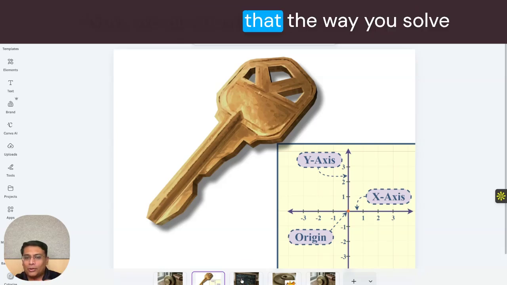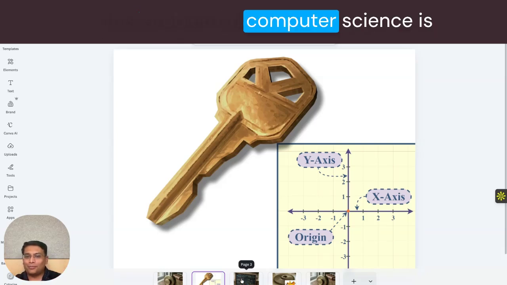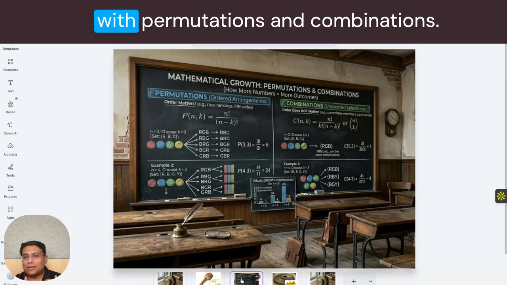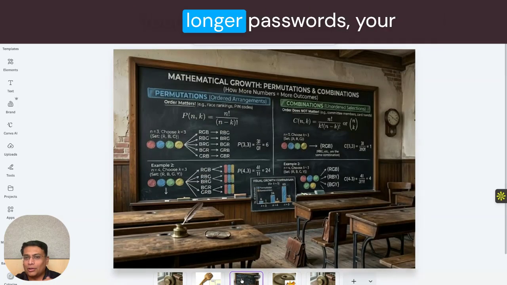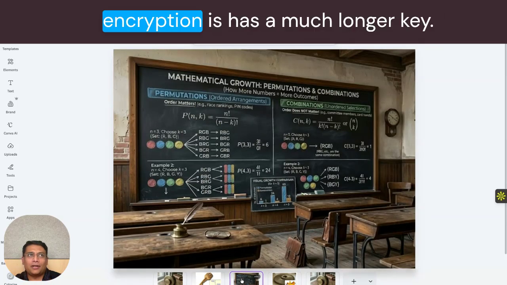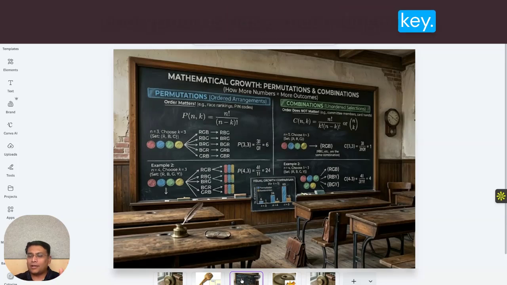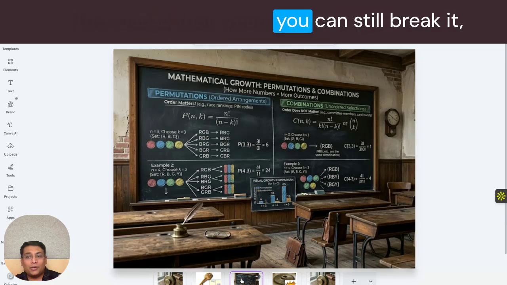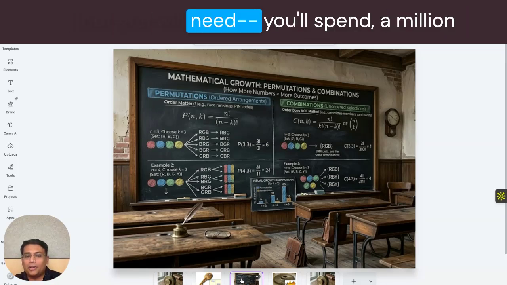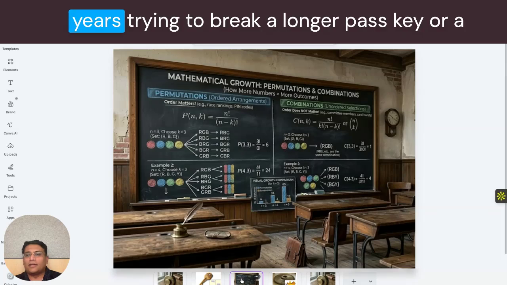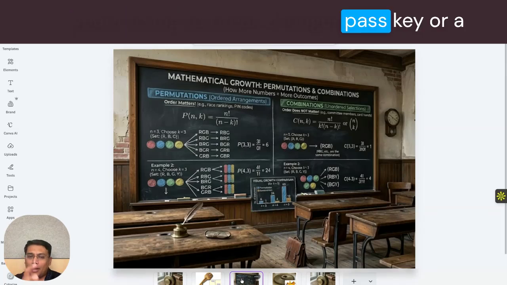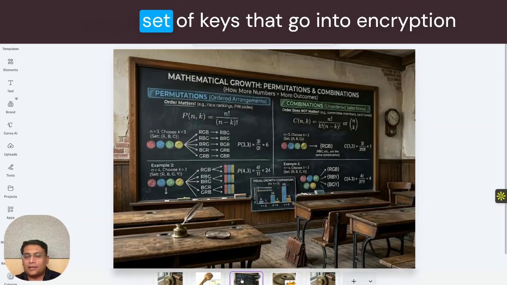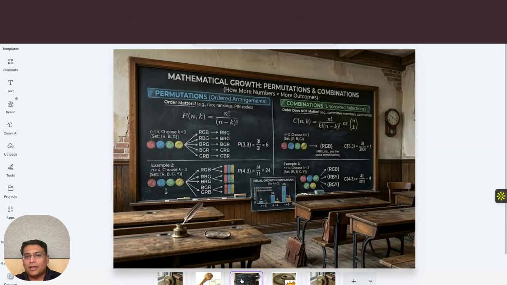Now, we all know that the way you solve this problem in computer science is with permutations and combinations. Your longer passwords, your encryption has a much longer key. The idea is that, yeah, you can still break it, but you'll spend a million years trying to break a longer pass key or a longer set of keys that go into encryption because the permutations are just so many.